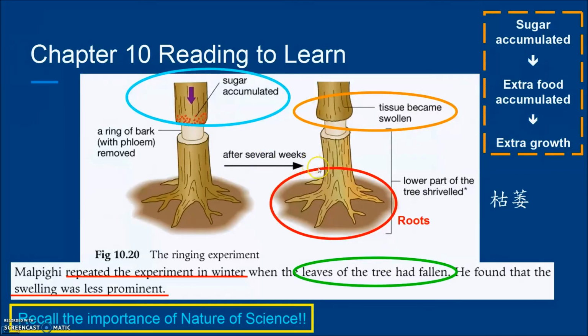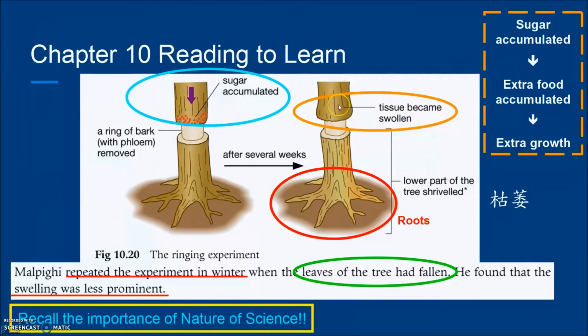And then after several weeks, why does the whole tree die? Because the lower part of the tree shrivels. Of course, below the ring there is a part of the stem, but what I want to talk about is the root part. Because once the root dies, the whole plant will die, because the root is responsible for absorbing water and minerals, especially water. Water is very, very useful in the whole plant, so that is very crucial.